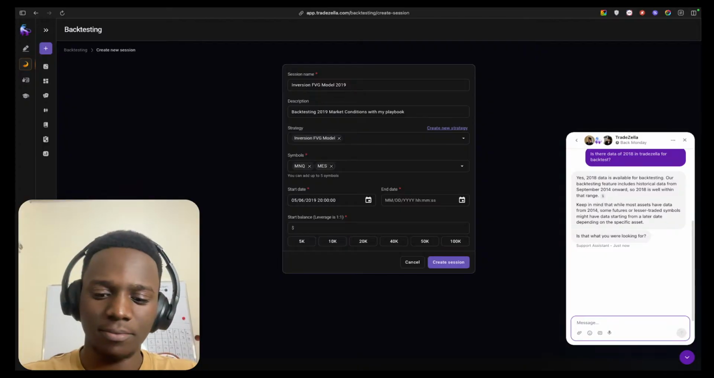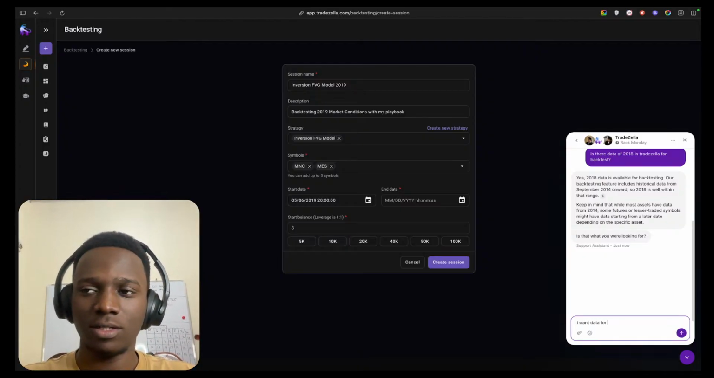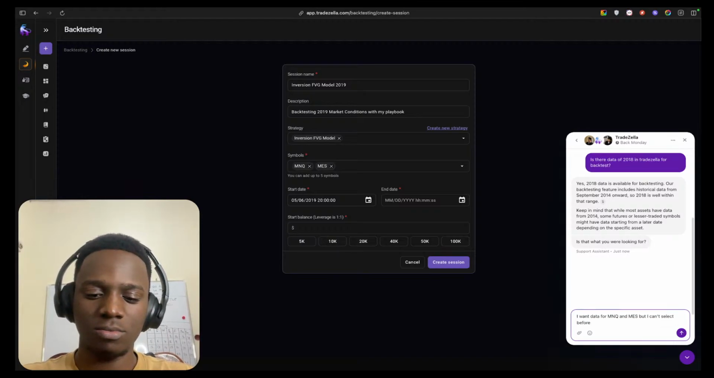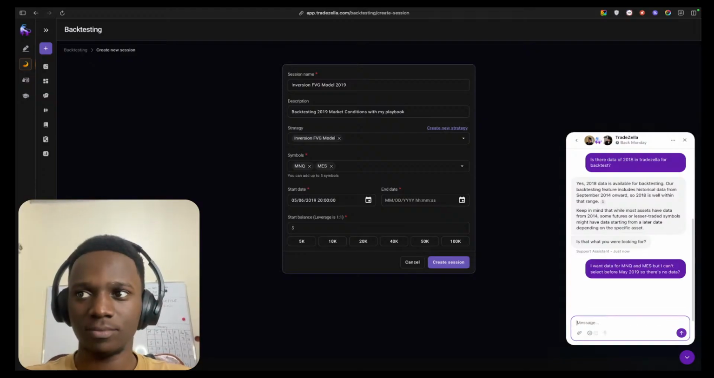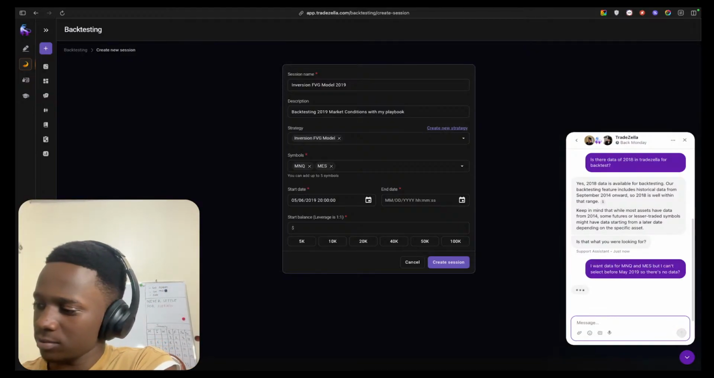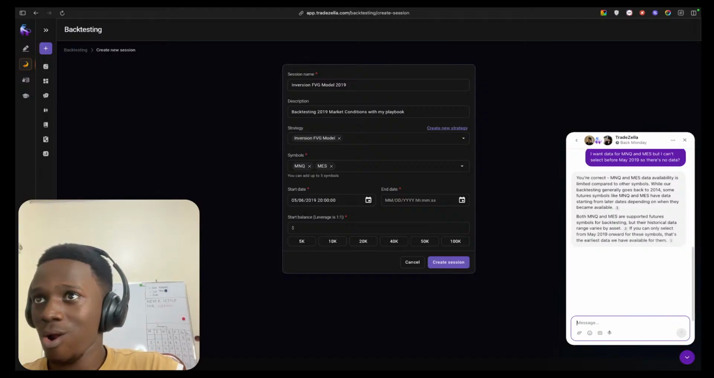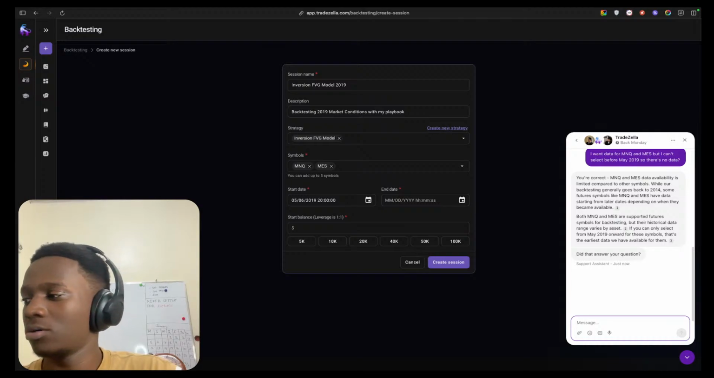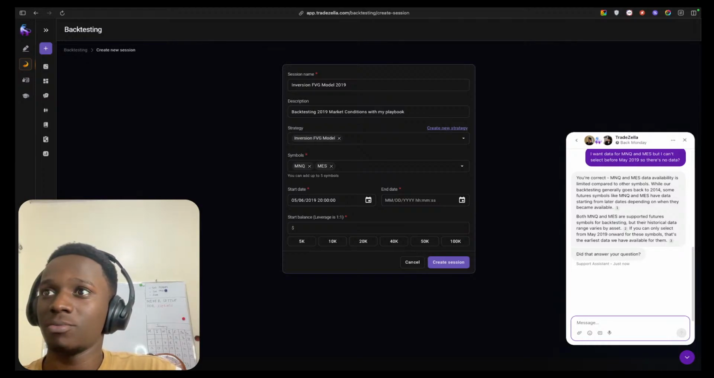Oh, okay. I want data for MNQ and MES, but I can't select before May 2019. So there is no data. Okay, why are the symbols... when they became available? Oh, okay. Supported features for backtesting there. So if you select May 2019, that's the earliest.